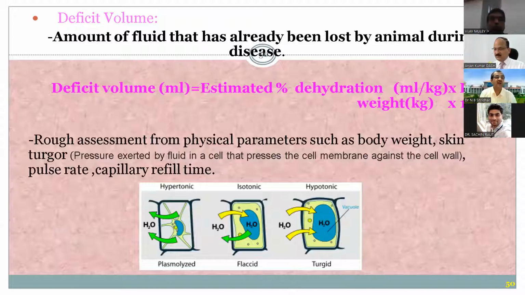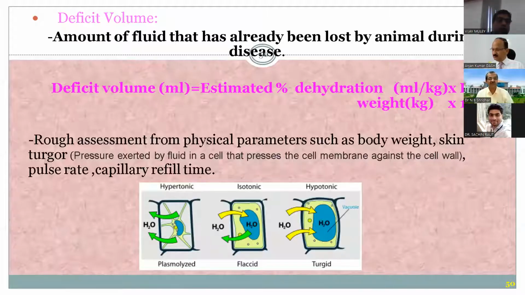Then the deficit volume, how it needs to be calculated, is the amount of fluid that has already been lost by the animal during the disease. Diarrhea may be one of the most important causes. So the deficit volume is equal to the estimated percent of dehydration, which even by the naked eye we can make, times ml per kg times body weight times 1000. That's the deficit volume we can calculate.